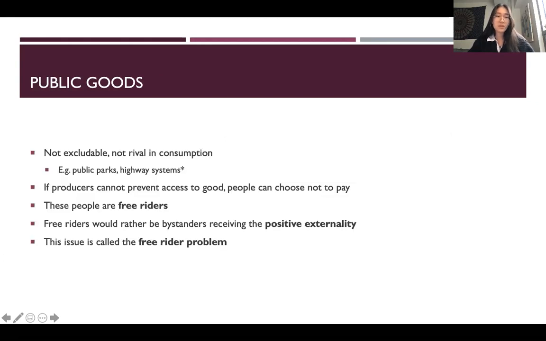So some examples of public goods include public parks or highway systems, which I'll talk about more later on. And so because producers can't prevent access to the good, people can choose not to pay for it. And these people are called free riders. The reason why they're not paying is because free riders would much rather be bystanders receiving the positive externality of the good rather than paying market participants. And this issue is called the free rider problem.